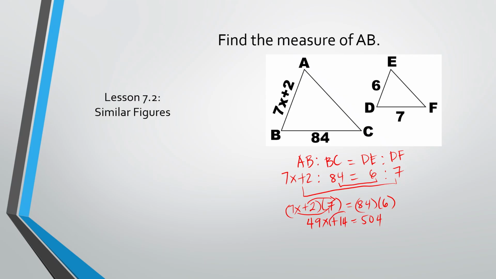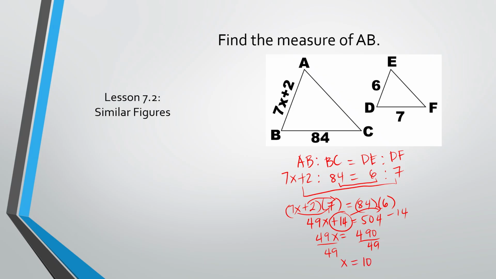Then you have to transpose positive 14 to the other side. So this is minus 14. So therefore, 49x is equal to 504 minus 14. This is 490. And then we divide this by 49 so that your value of x here is 10.